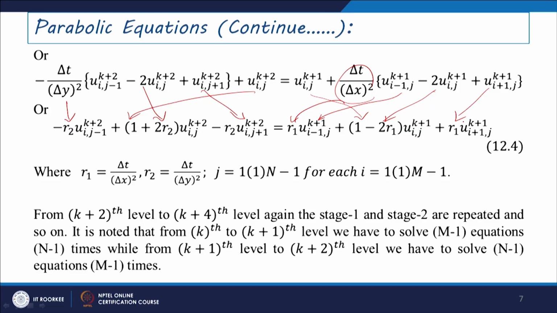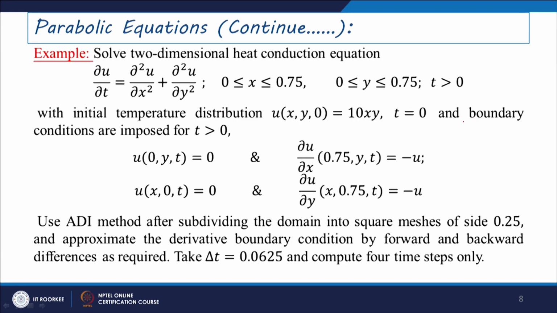So likewise we can proceed for different time steps. Let us consider this example for the 2-dimensional heat conduction equation, in the form of del u by del t equals del square u by del x square plus del square u by del y square, where x lies between 0 and 0.75 and y lies between 0 and 0.75 for each t greater than 0. With the initial temperature, since we are considering u as the temperature here, u of x y 0, that is at the initial level t equals 0, is given as 10 x y here.